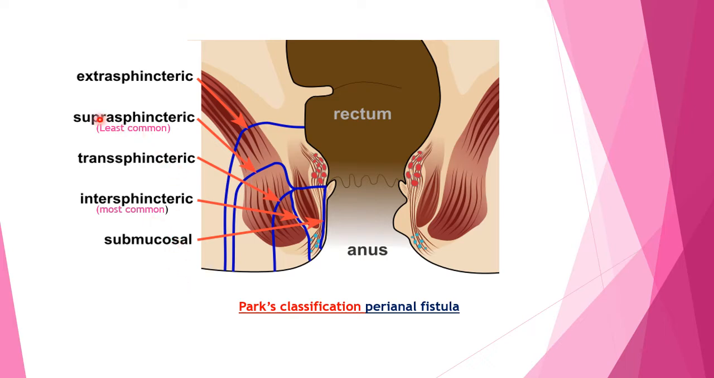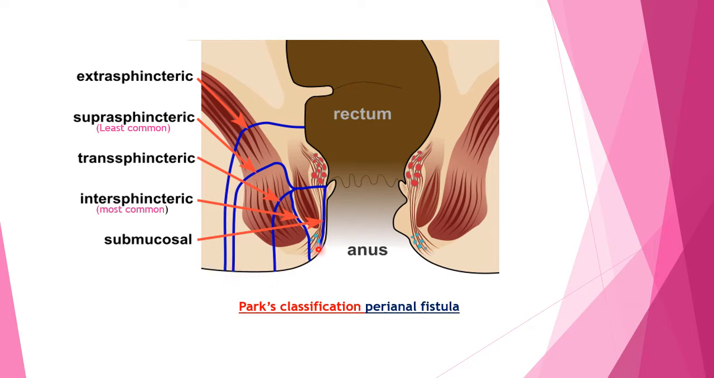The least common is the suprasphincteric fistula. It opens at the perineum here, then goes up, traverses the external sphincter, then goes to join the anal canal. This is the suprasphincteric fistula, which is the least common.